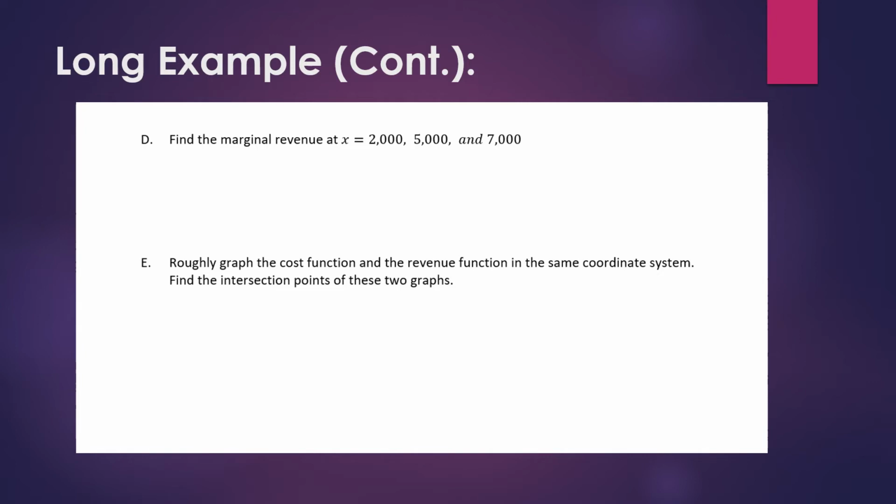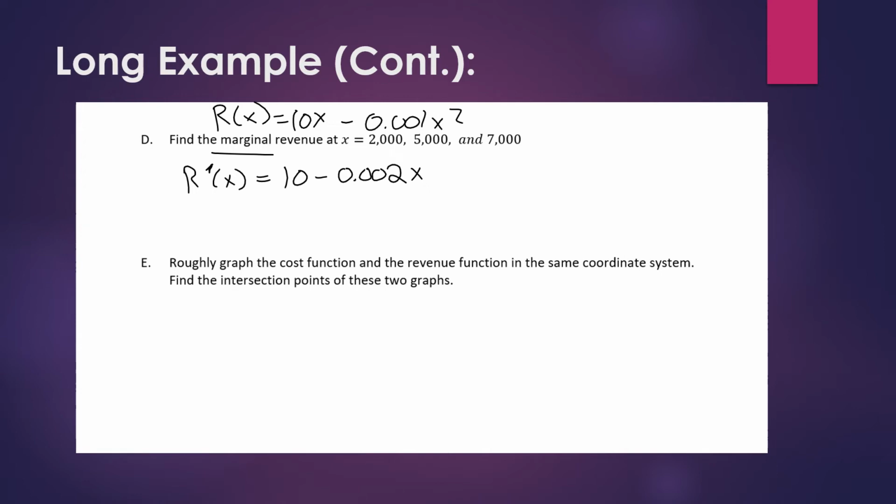So continuing on to part D, it says find the marginal revenue at 2,000, 5,000, and 7,000. So remember, marginal means derivative. So R prime of x, and just a reminder, R of x was 10x minus 0.001x squared. So R prime of x is 10 minus 0.002x.